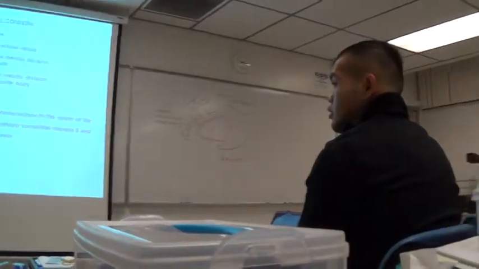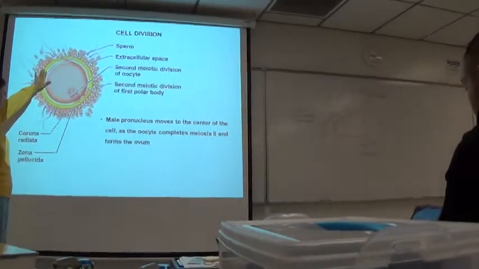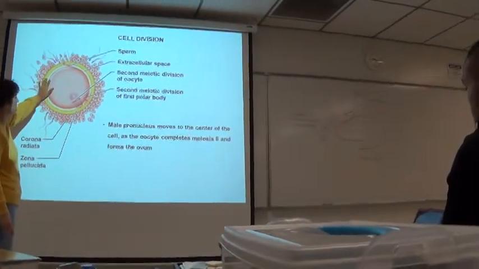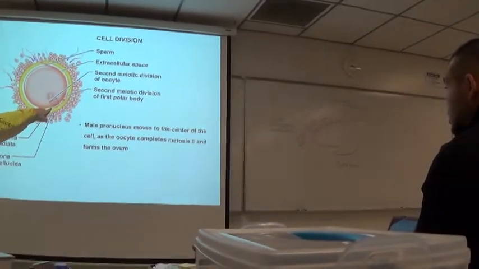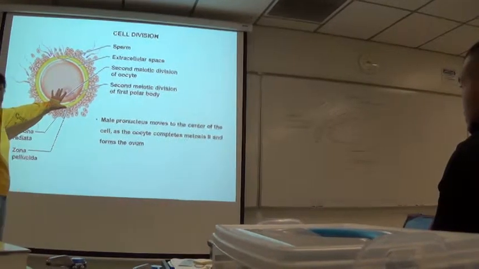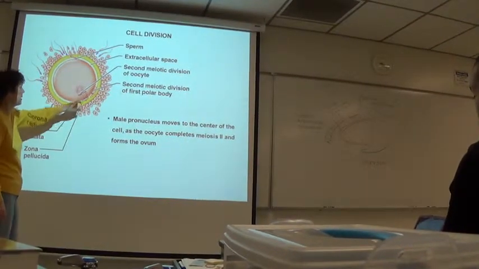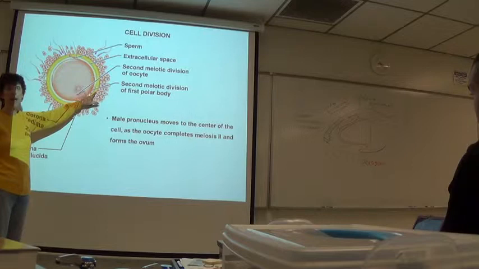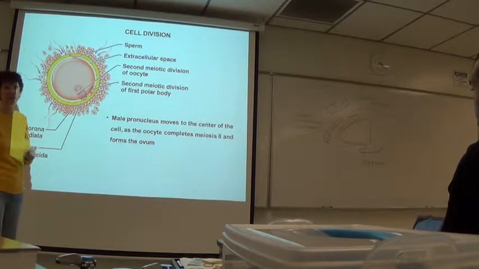So here you can see the sperm coming in. And not only does that trigger the block to polyspermy, but it triggers the second meiotic division of our egg, our secondary oocyte. And the first polar body may or may not undergo division. Okay?